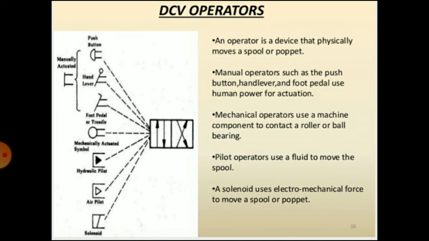Direction control valve operators. An operator is a device that physically moves a spool or poppet. Manual operators such as push button, hand lever and foot pedal use human power for actuation, so it is a manually operated valve. Mechanical operators use a machine component to contact a roller or ball bearing. Pilot operators use fluid to move the spool, and a solenoid uses electromechanical force to move the spool or poppet.